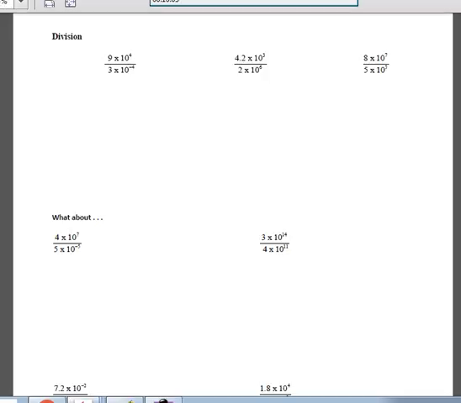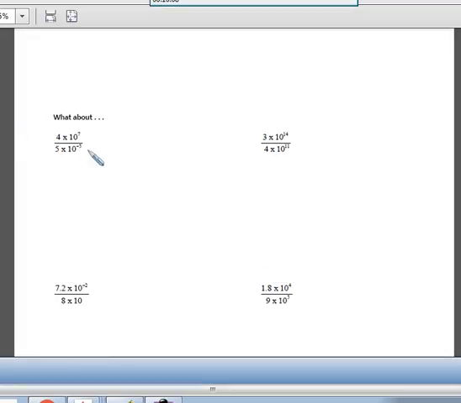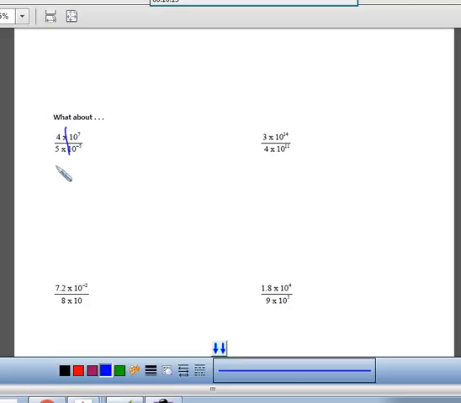Actually, let me scroll the screen down. So we have 4 times 10 to the 7th divided by 5 times 10 to the negative 5th power. And remember, 4 divided by 5 is a decimal, it's 0.8. And then 10 to the 7th divided by 10 to the negative 5th power, that's 10 to the 7 minus negative 5. Subtracting a negative is really adding, so we have times 10 to the 12th.